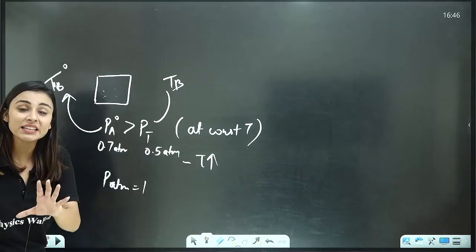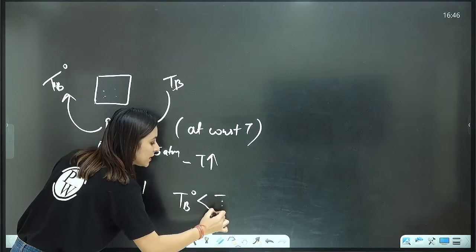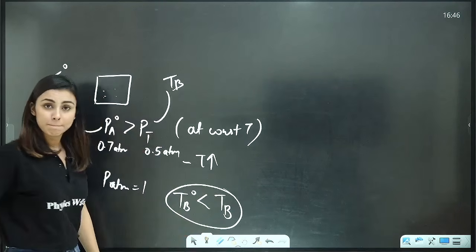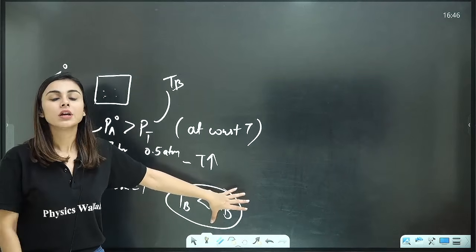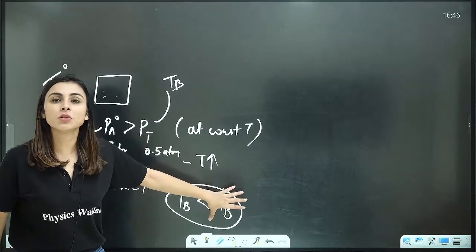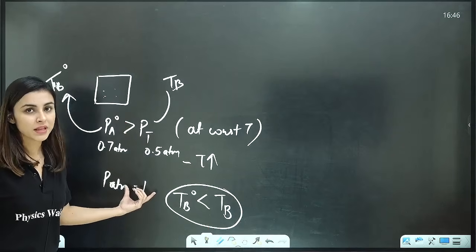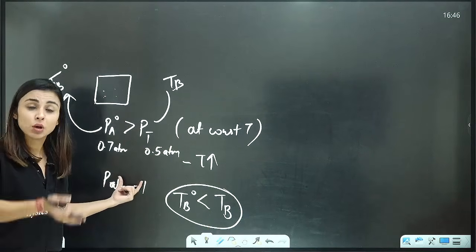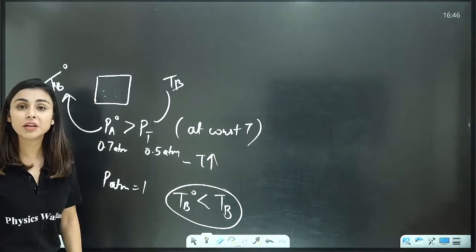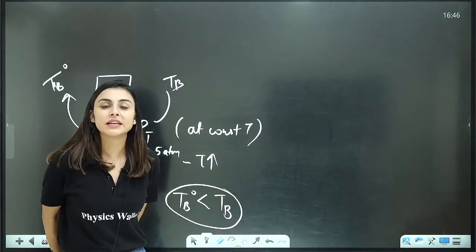Let us say the boiling point for this is TB. So, can I say that TB naught will always be less than TB? Because you need to heat the solution part more to make the vapor pressure equal to the atmospheric pressure. So, the temperature at which this pressure will be equal to this will be more as compared to TB naught. So, we say that TB naught will always be less than TB.